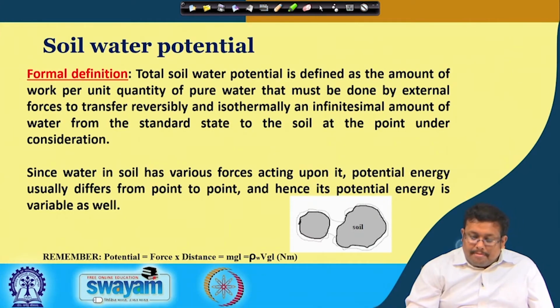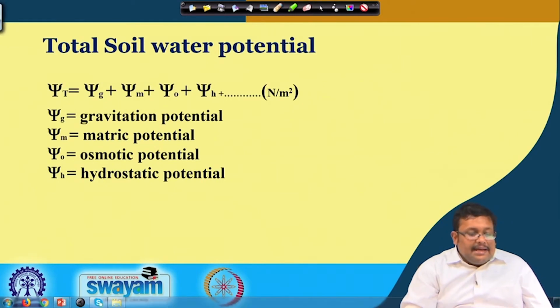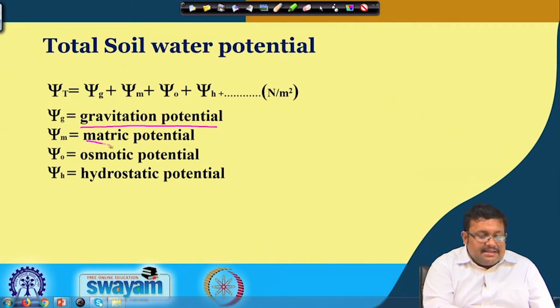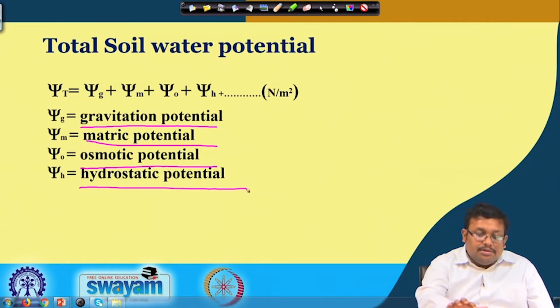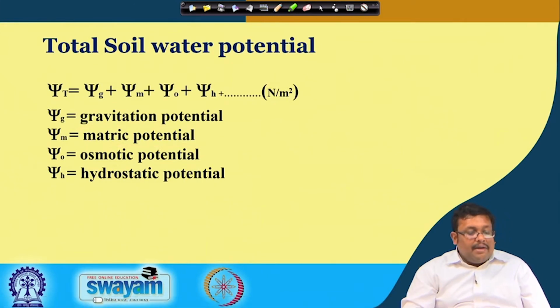So, total soil water potential, as I have shown you in that last picture, is basically a combination of four different potentials. One is gravitational potential, another is matric potential, then osmotic potential and hydrostatic potential, and it is expressed in terms of Newton per meter square. So, let us see them one by one.